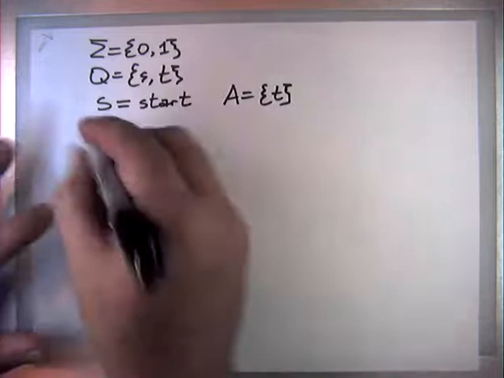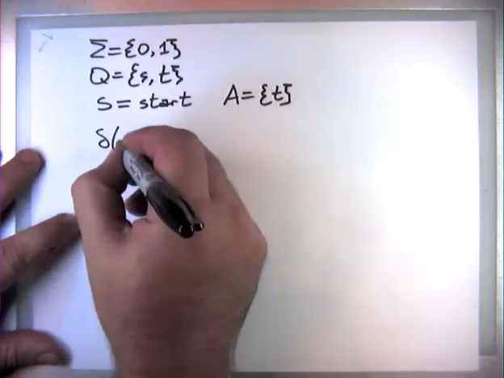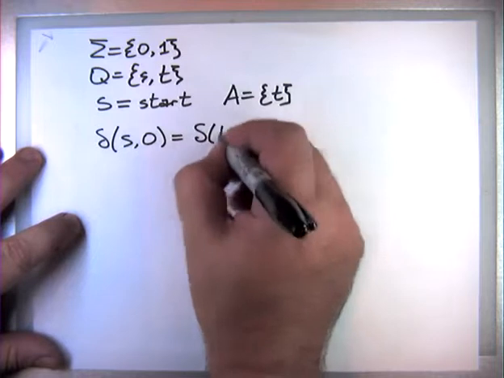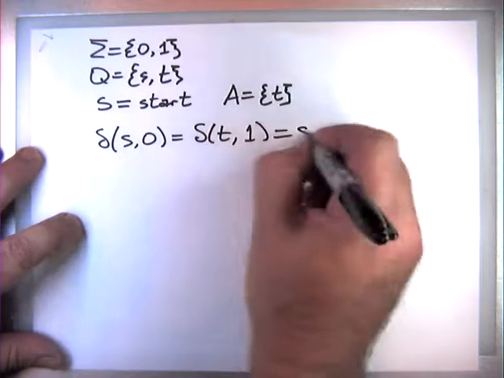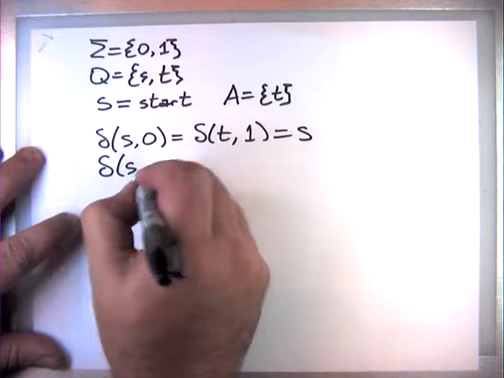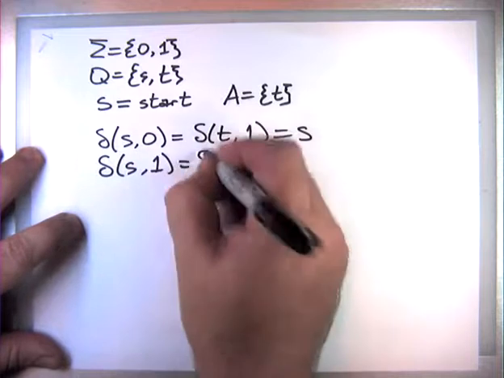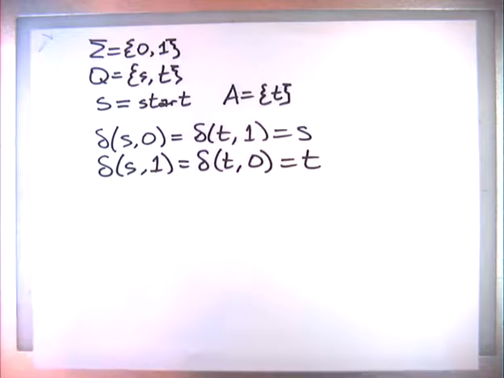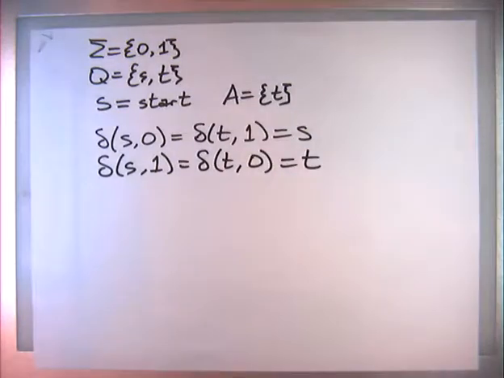And my transition function is this. If I read a 0, I stay in the same state. If I read a 1, I go to the other state.